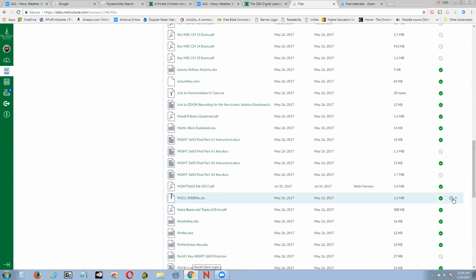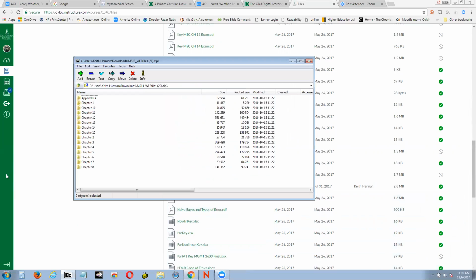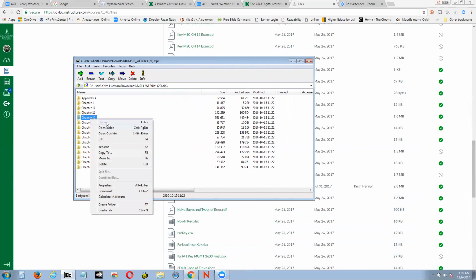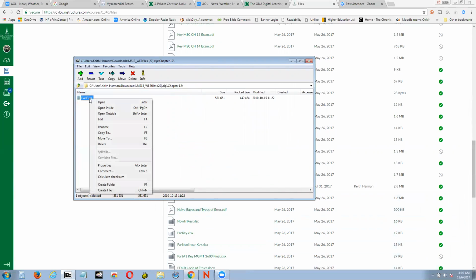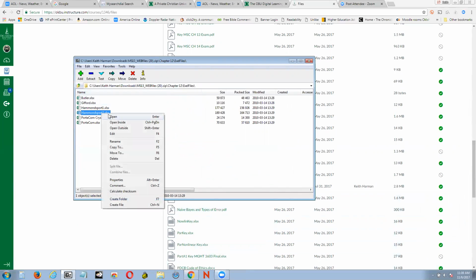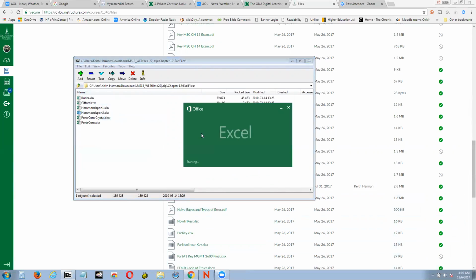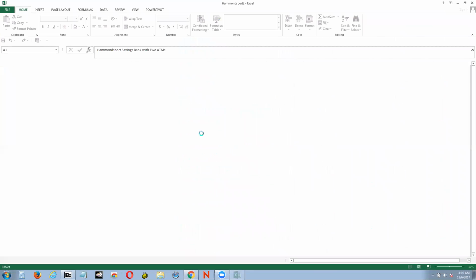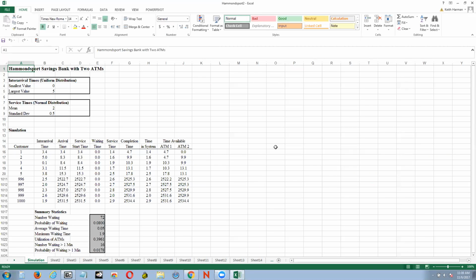Or the MS13 web files, excuse me. We'll download them. And we're working with data from chapter 12. Okay, and we'll click on the Excel files, and there's Hammond's port 2. And I have some instructions for you on what you want to do.